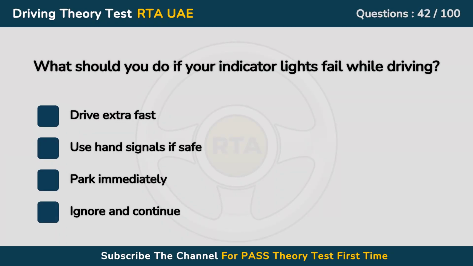Question 42. What should you do if your indicator lights fail while driving? A. Drive extra fast. B. Use hand signals if safe. C. Park immediately. D. Ignore and continue.